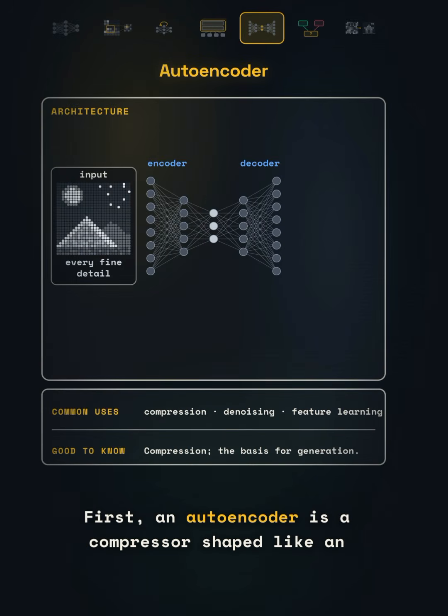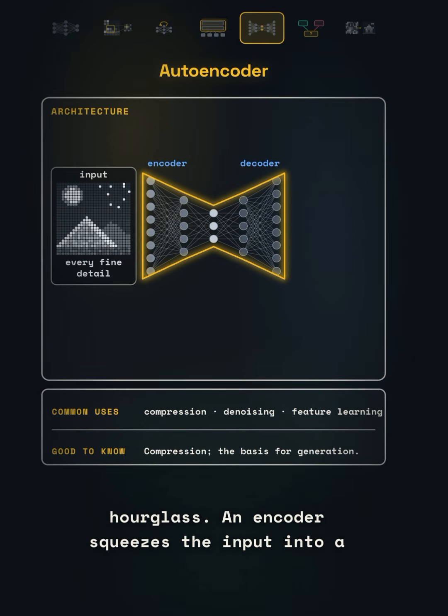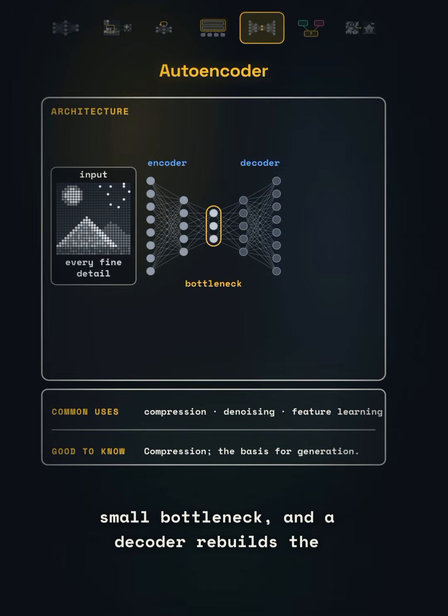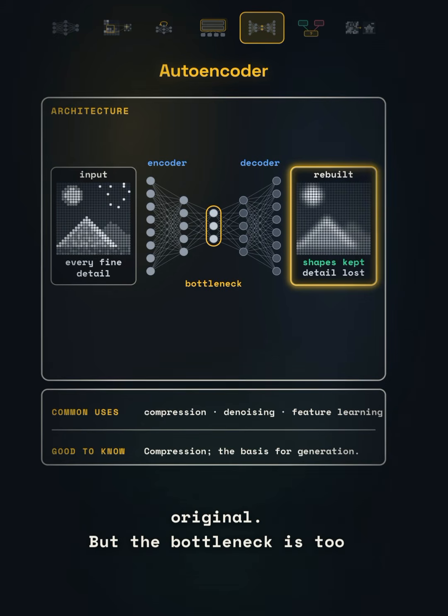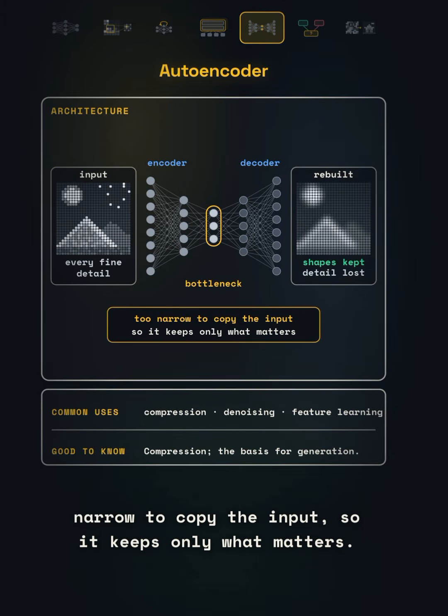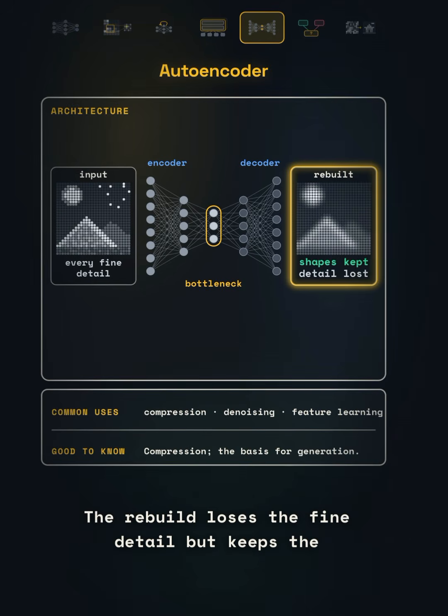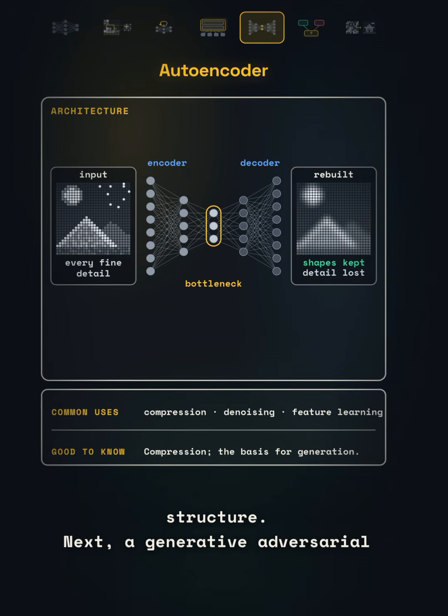First, an autoencoder is a compressor shaped like an hourglass. An encoder squeezes the input into a small bottleneck, and a decoder rebuilds the original. But the bottleneck is too narrow to copy the input, so it keeps only what matters. The rebuild loses the fine detail but keeps the structure.